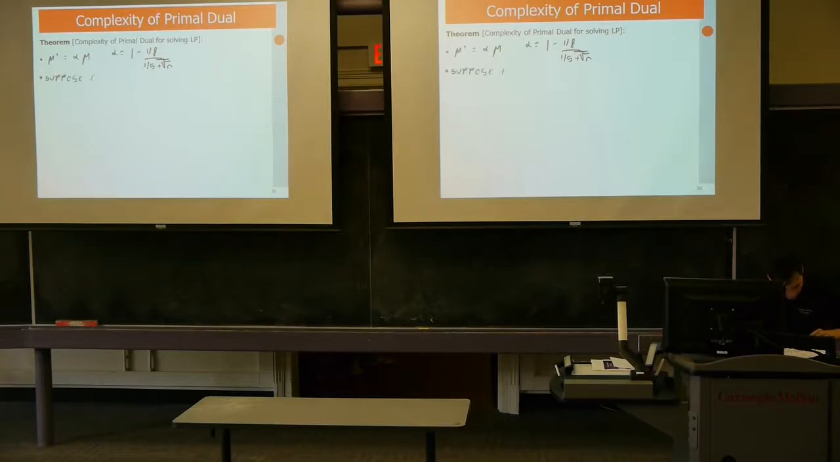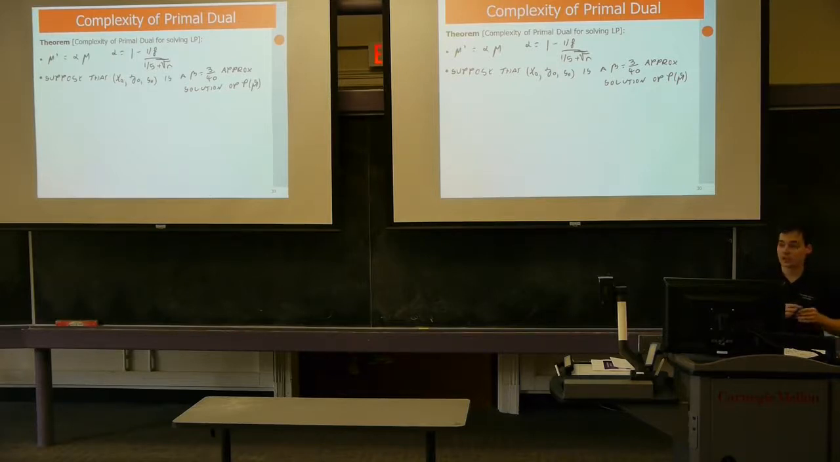Suppose that x0, y0, s0 is a beta = 3/40 approximation solution of the primal with barrier parameter mu0. And you do this algorithm that we just discussed.